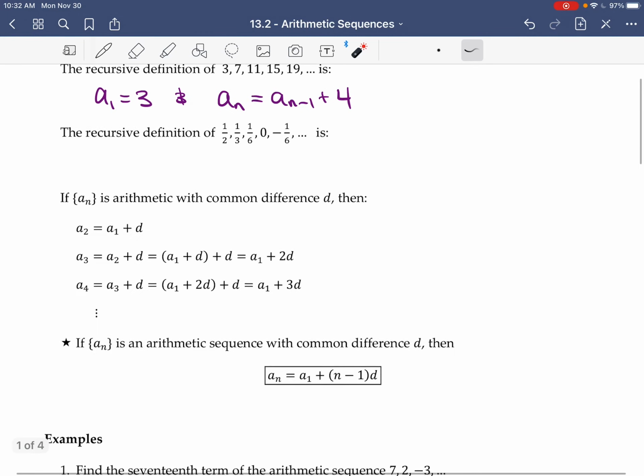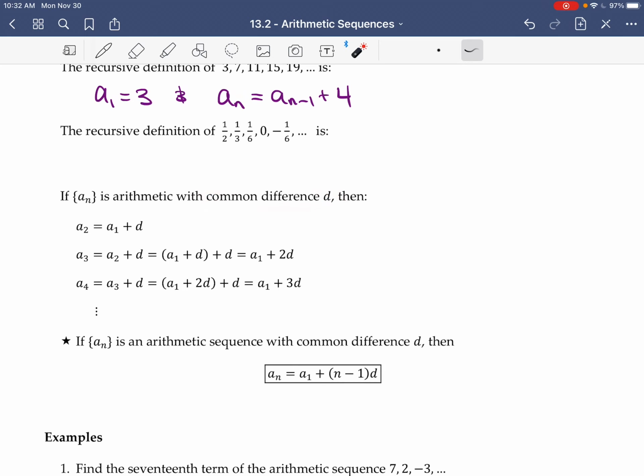Okay, so then if you have an arithmetic sequence with common difference D, then you know that A2 is A1 plus D. And then A3 is A2 plus D. Okay, but A2 is actually equal to A1 plus D, so you can replace that, and then you can say that A3 is A1 plus 2 times D. Okay, similarly, A4 is A3 plus D, but A3 is equal to A1 plus 2D, so you can replace, and you see that A4 is going to be A1 plus 3D.